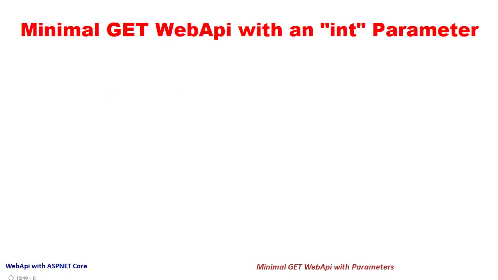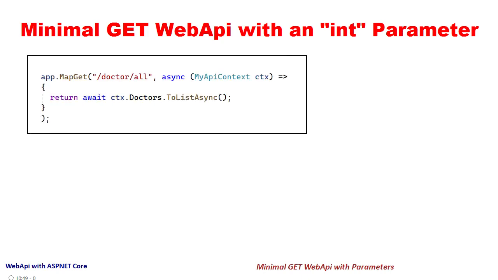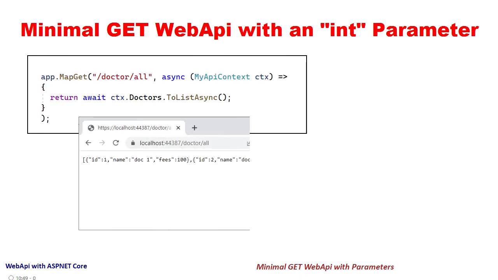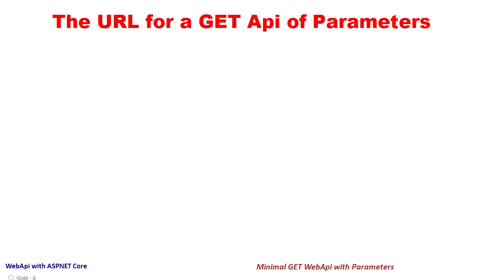In the previous tutorial, we learned how to write a Web API that accepts no parameters. We executed it to return all the records of a table. And in this tutorial, we shall add another Web API that accepts a parameter and returns data on the basis of that parameter. Let us first learn how to decide on the URL of an API that accepts parameters.